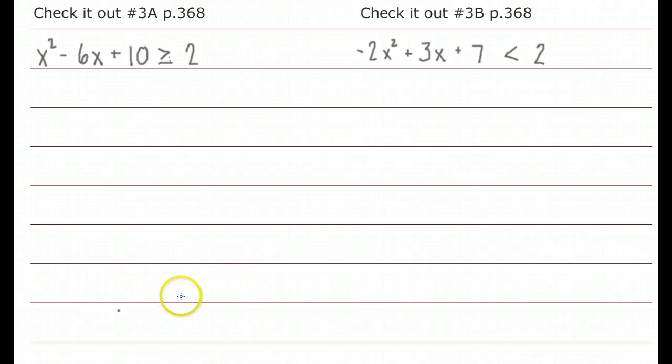Hey everyone, we're going to take a look at a couple examples from solving quadratic inequalities. Check it out, 3a and b on page 368. So if we take a look at 3a here, we have an inequality: x squared minus 6x plus 10 greater than or equal to 2.